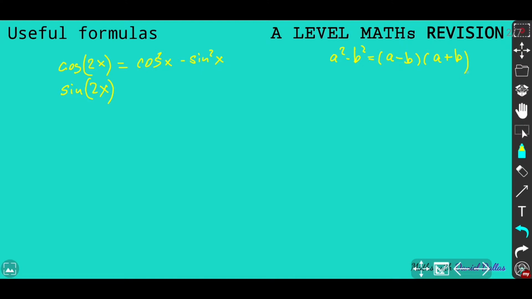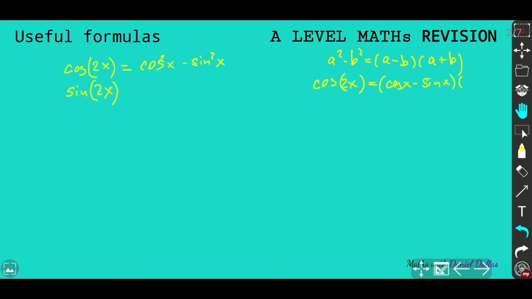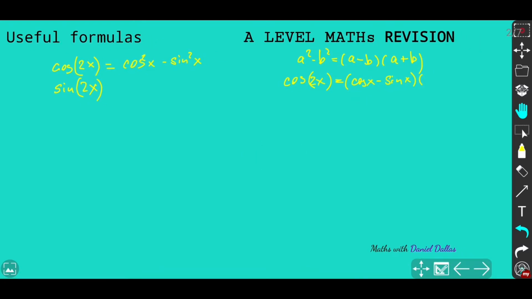I think that's going to be useful somewhere, and that's why cos 2x can also be written as cos x minus sine x, times the sum, cos x plus sine x. All right, but this formula you don't need to memorize because you can always derive it, right?